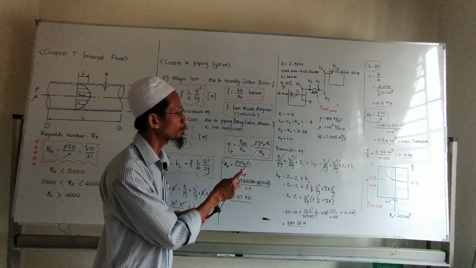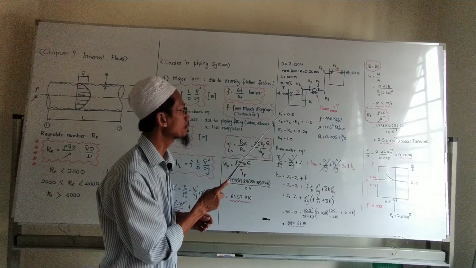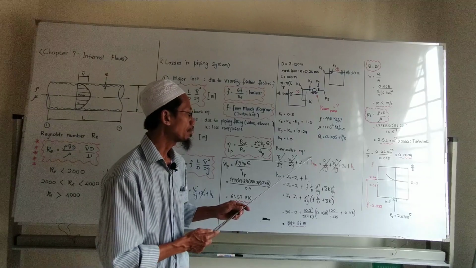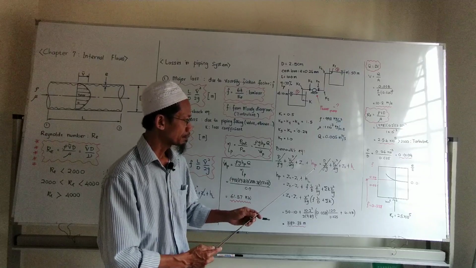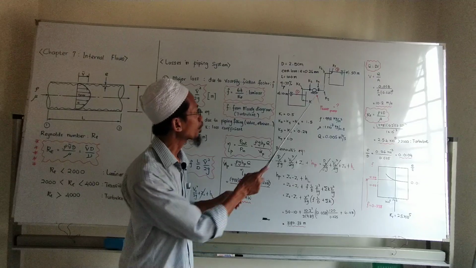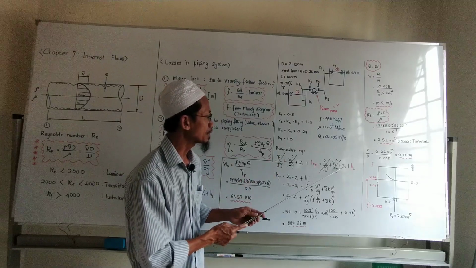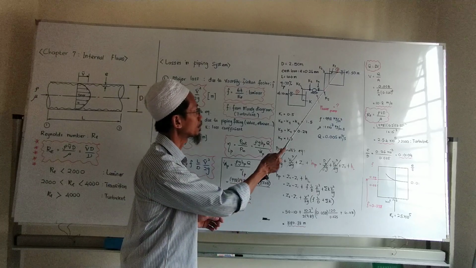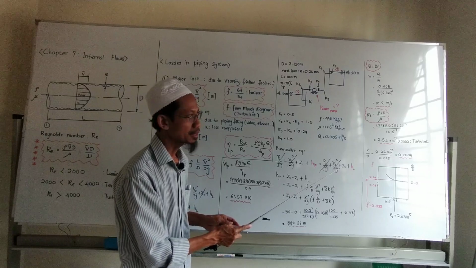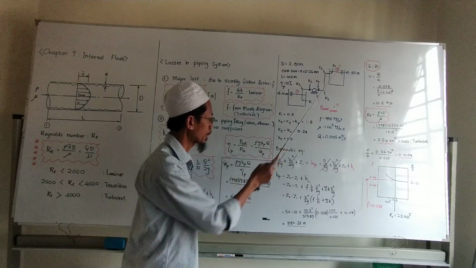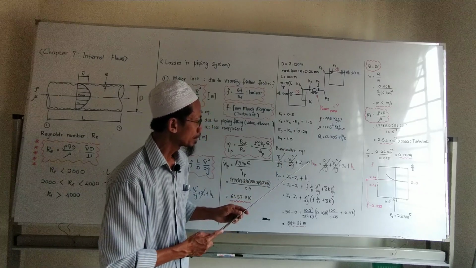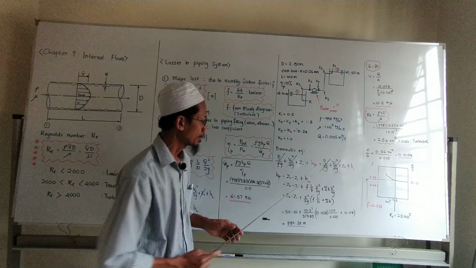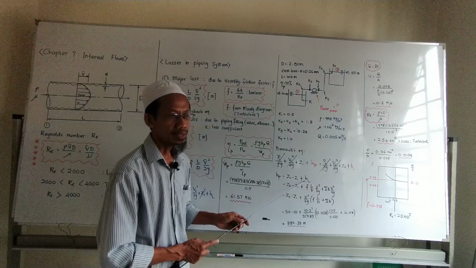Then we can substitute into the Bernoulli equation between point 1 and point 2 at the free surface. At point 1: P1 over rho g plus V1 squared over 2g plus Z1 plus HP, because the pump gives energy to the fluid, so HP is on the left side. At point 2: P2 over rho g plus V2 squared over 2g plus Z2 plus HL, the losses in the piping system. P1 and P2 cancel because P1 equals P2 equals P atm. V1 and V2 also cancel because they are very small. We want to find HP, so HP equals Z2 minus Z1 plus HL, the total head loss.